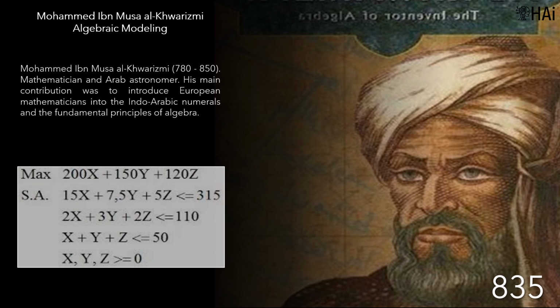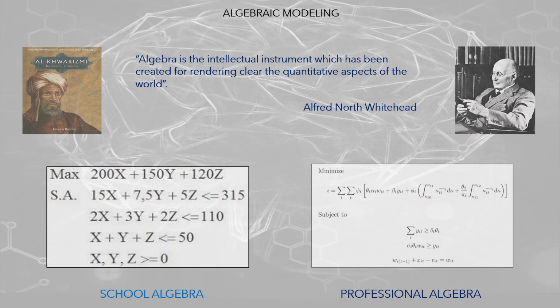Muhammad ibn Musa al-Khwarizmi, mathematician and Arab astronomer, introduced European mathematicians to the Indo-Arabic numerals and to the fundamental principles of algebra. The evolution of algebra starts from a school notation, oriented to small models, not scalable, to become a professional, industrial, and scalable algebra, oriented to the present modeling of the large systems that make up the real world.